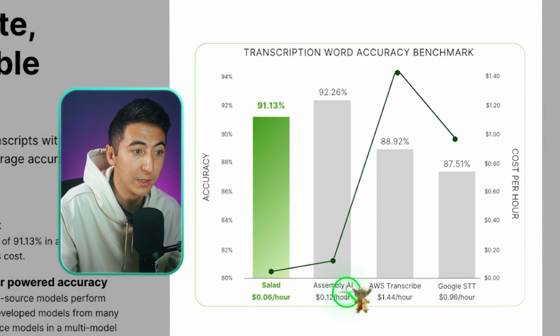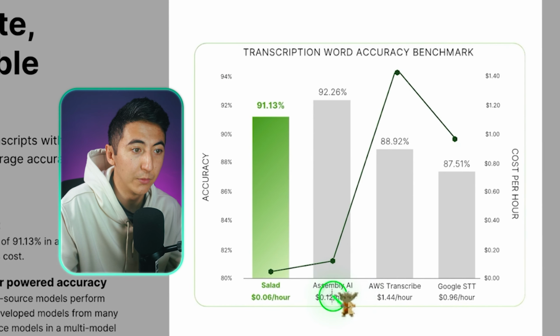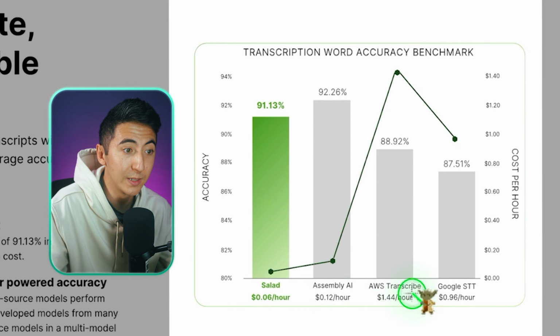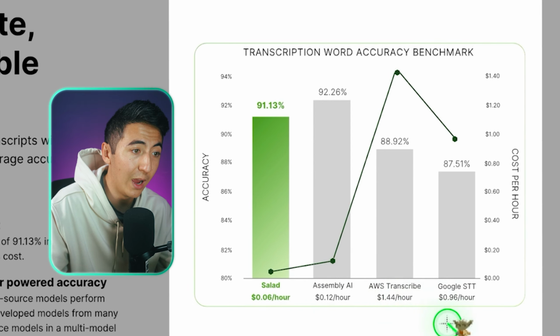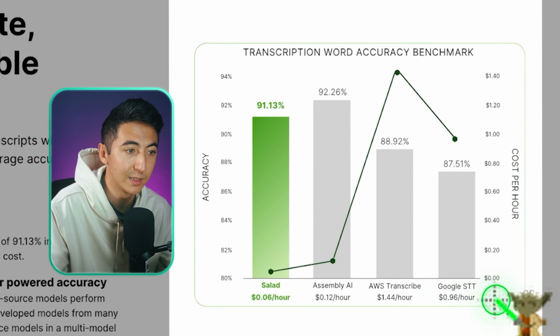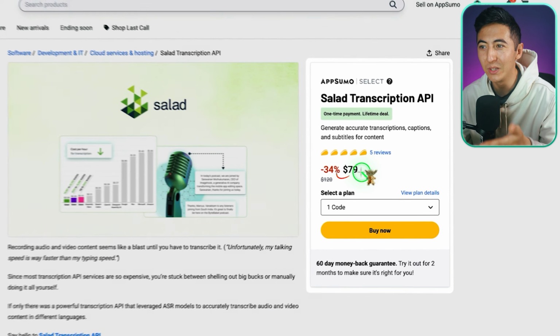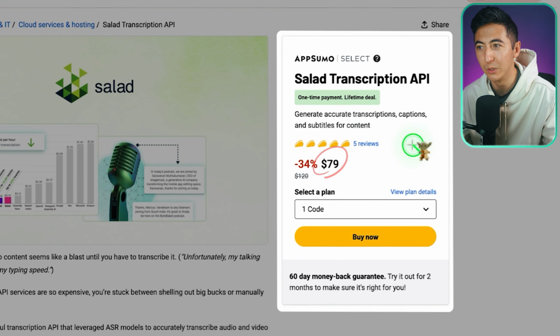If you're using something like Assembly AI, you're paying 12 cents an hour. If you're using AWS, Amazon's transcribing service, it's $1.44 per hour. If you're using Google, it's 96 cents per hour. And the crazy thing is that this is available on AppSumo for $79. They've got 5 reviews so far.